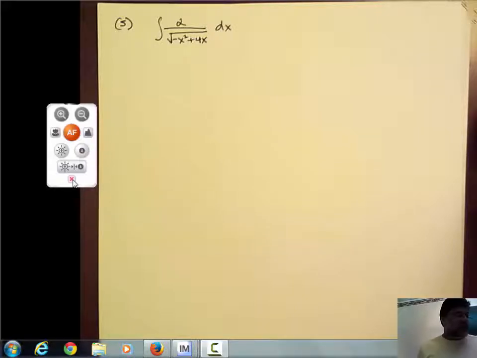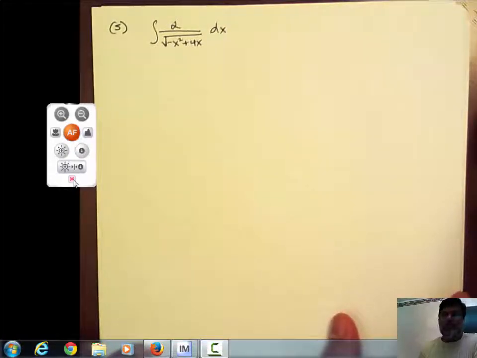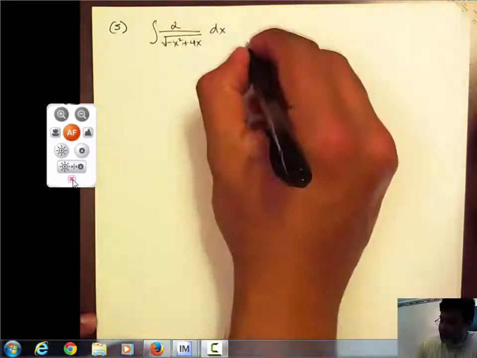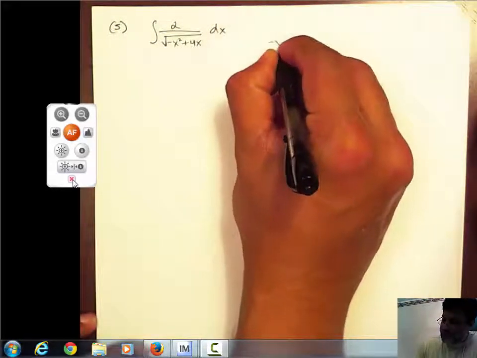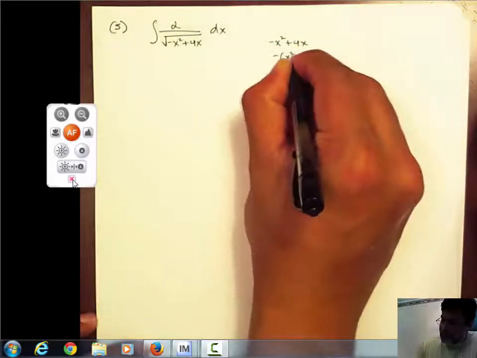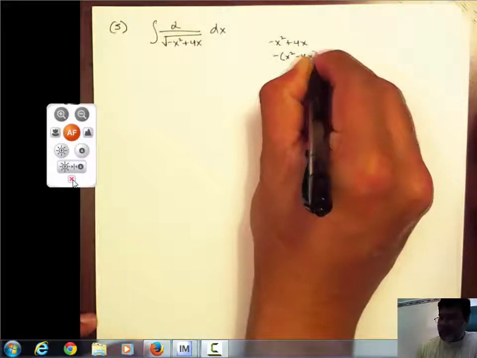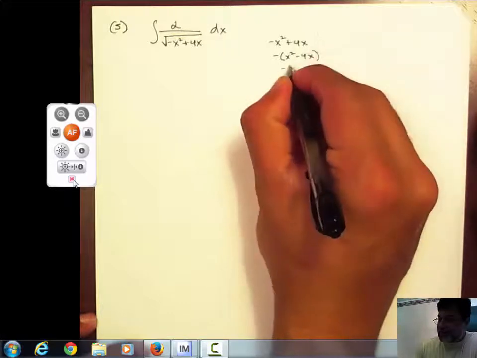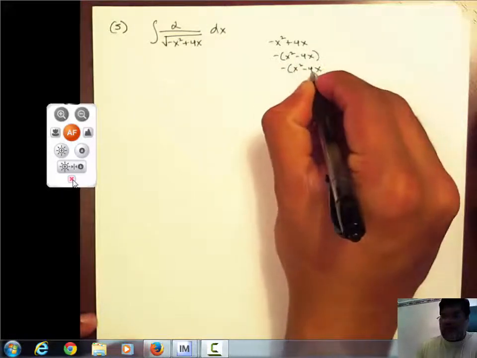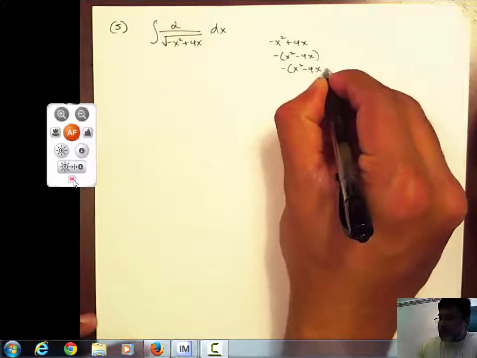Alright, we're gonna pick back up at number 5. This one we have to complete the square. So I'm gonna do the algebra here. To complete the square, I gotta factor out a negative, and we know we take half of the coefficient of x, which is half of 4 is 2, and square it and add it.